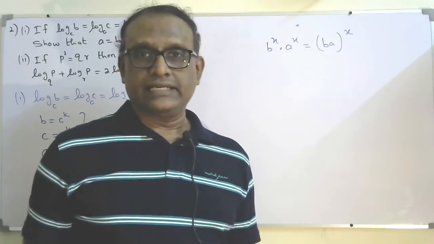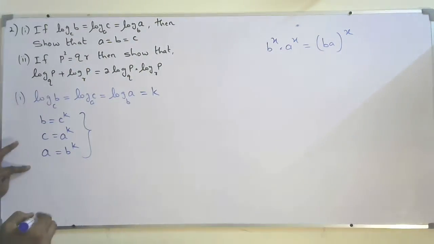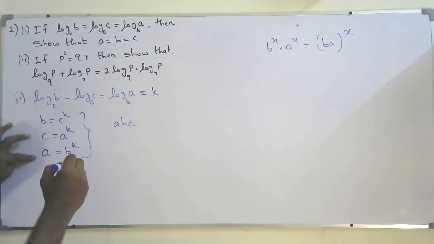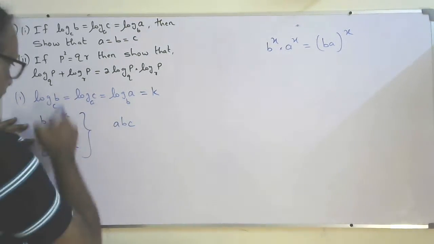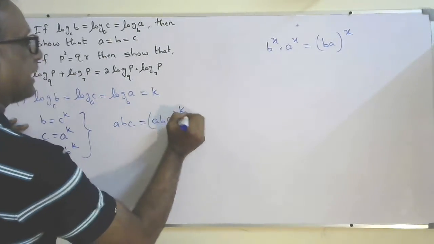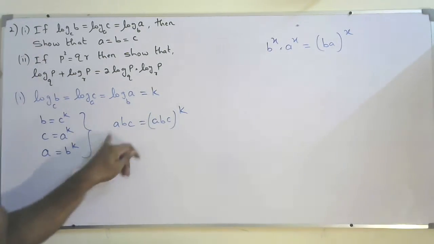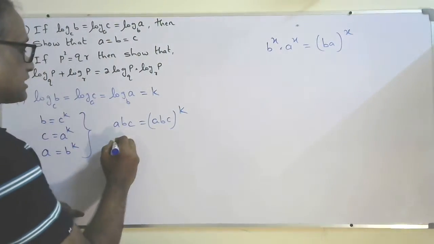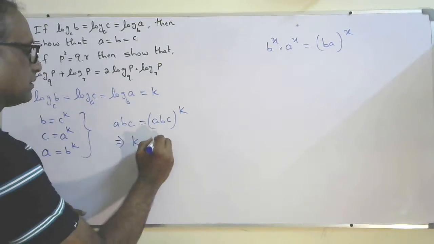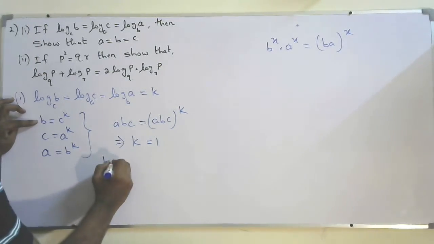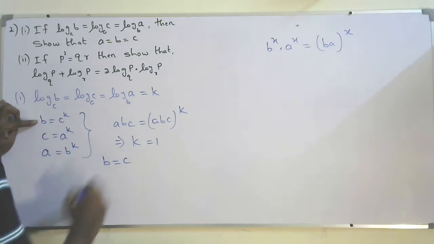I'll use that idea. So I'll multiply all these three. If I multiply them, I'll get abc on the left side, abc equal, again on the right side, abc to the power of k. Right, you can see both sides. Base is the same. Therefore, k must be equal to 1.